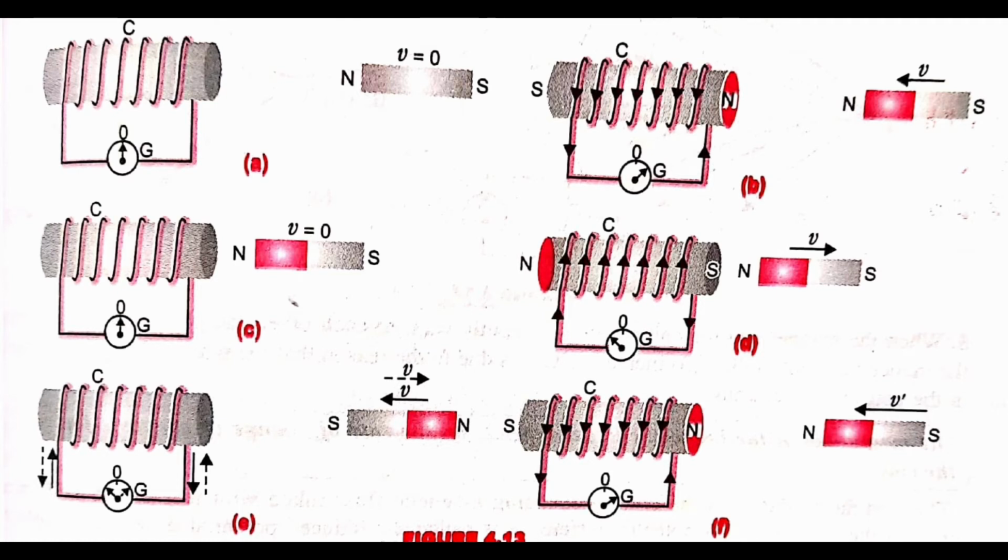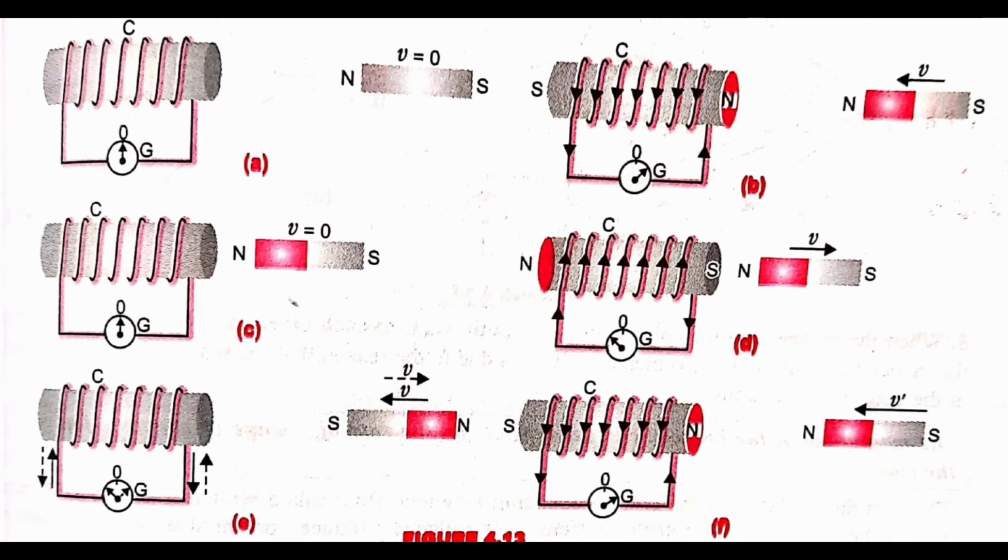This is the B diagram. Third, if the motion of the magnet is stopped, the galvanometer again shows no deflection, as in figure C. Thus, current in the coil flows as long as the magnet is moving. Fourth, if the magnet is moved away from the coil, current flows in the direction opposite to that in case B, and the galvanometer shows deflection toward the left. This is regarding diagram D. Now, figure E, point 5.